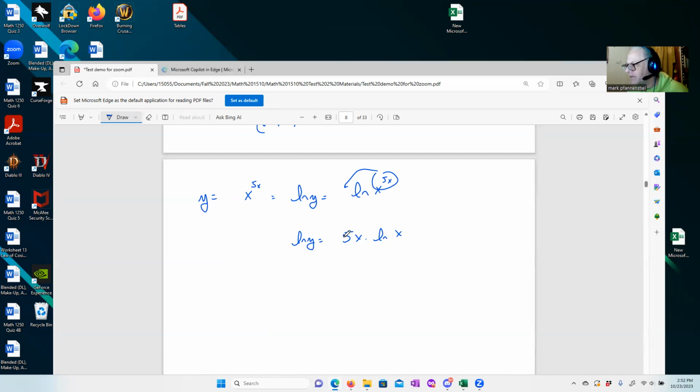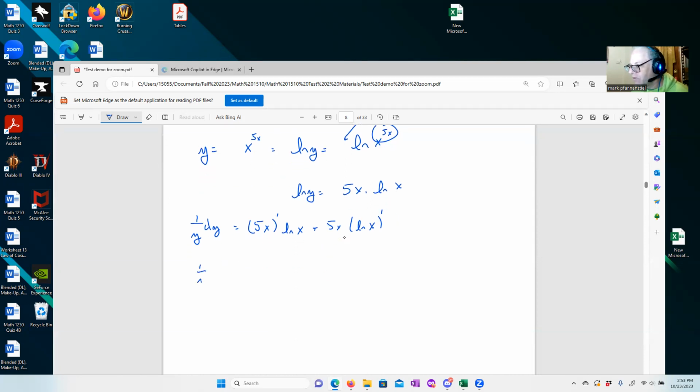Now I'm interested in taking the derivative. So we're going to say this is 1 over y times dy, because you have to do implicit differentiation here, equals, and notice this is a product. So we have the derivative of the first times the second, plus the first times the derivative of the second. It's just the product rule, we don't have to worry about anything else. So this is going to be 1 over y dy, and then the derivative of 5x is simply 5 times ln x plus 5x, and then we have 1 over x for the derivative of natural log.